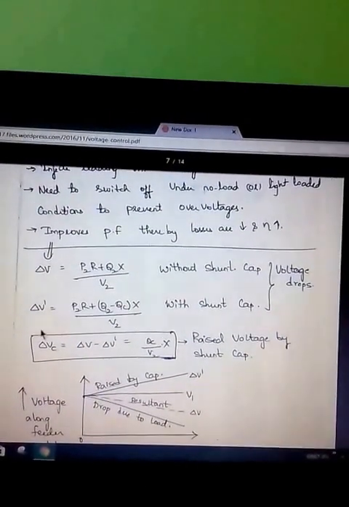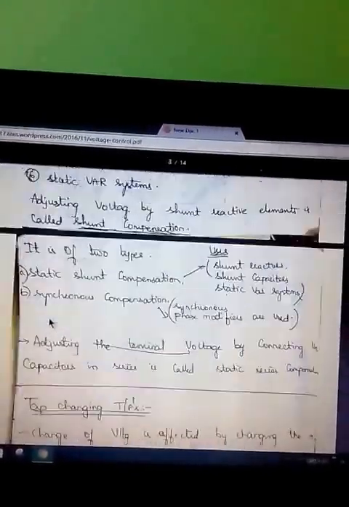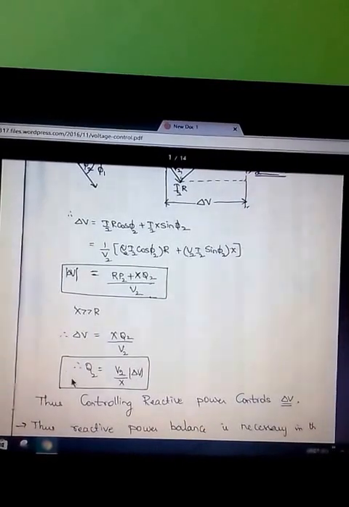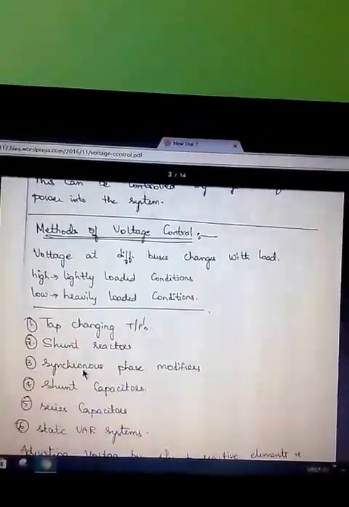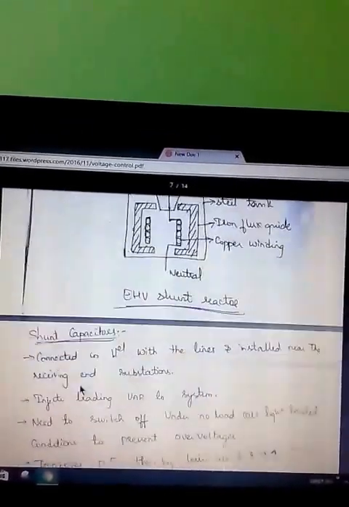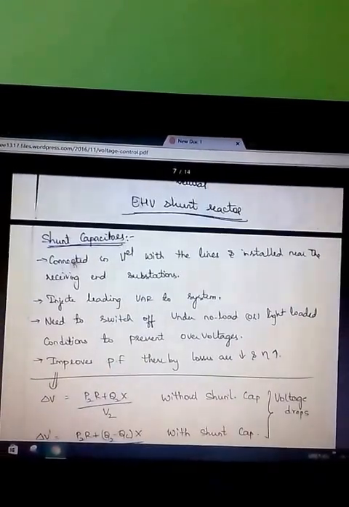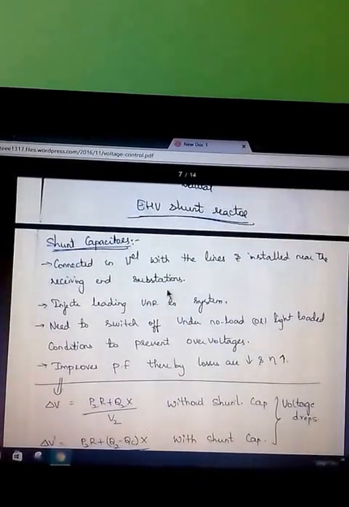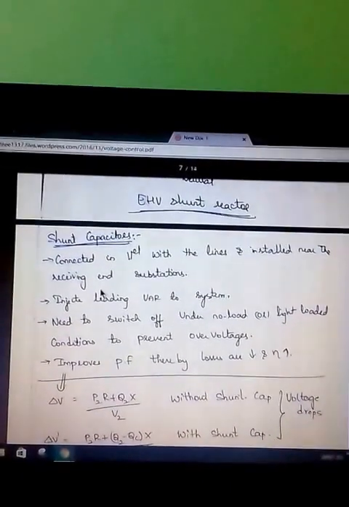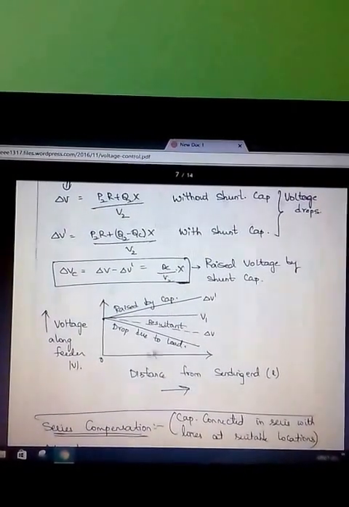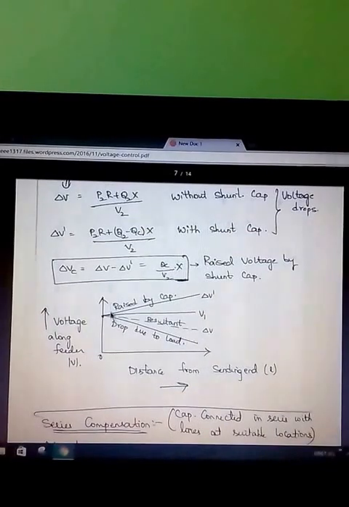When the voltage drop is reduced, from this expression you can see that the effective reactive power required is reduced. That is the main principle of the shunt capacitor. The reactive power will be reduced, which means it will be injecting leading VAR into the system. This is the voltage versus distance waveform. This is the resultant waveform, this is the rise caused by the capacitor, and this is the drop caused by the load.